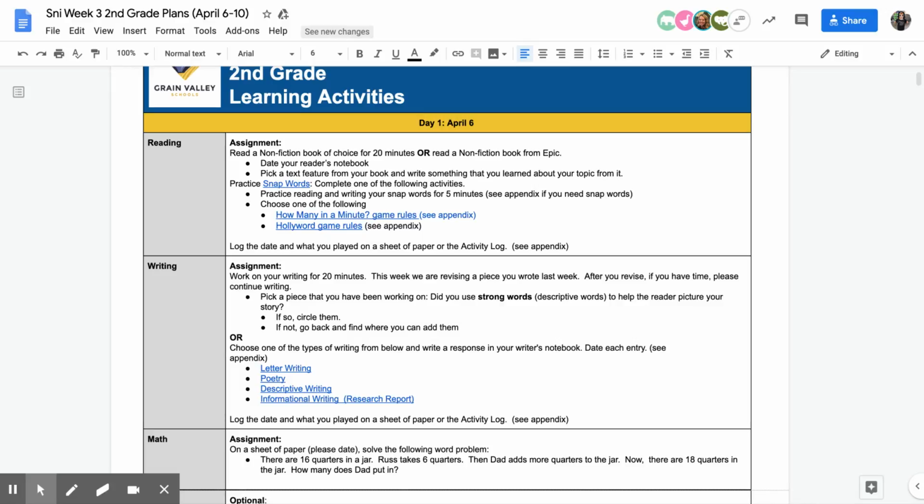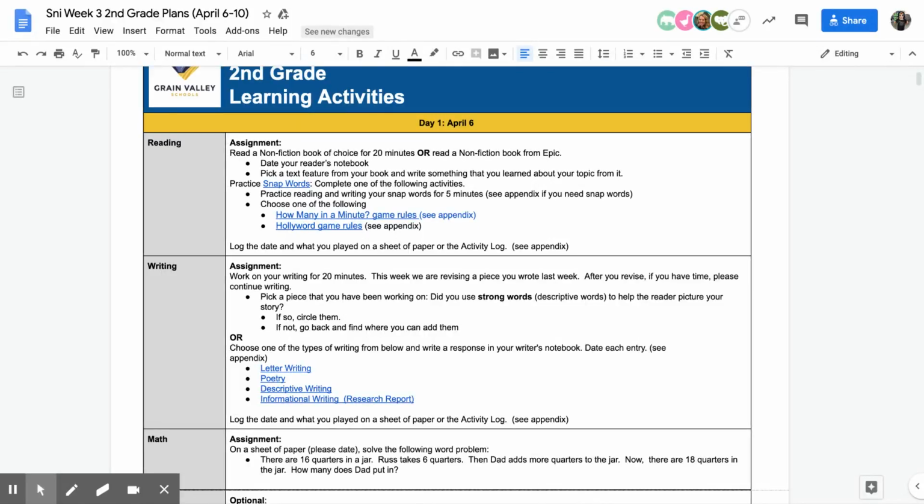Snap words. Practice and write your snap words for 5 minutes. And then there's the How Many in a Minute game and Hollywood game rules. So both those games, How Many in a Minute and Hollywood, you can click on the link to remind you how to play those.